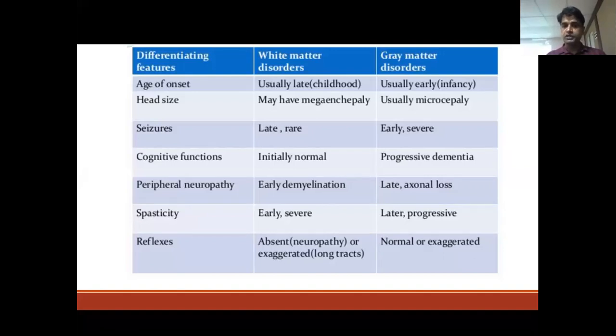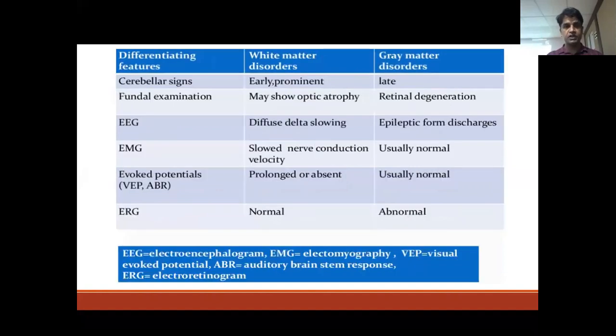Peripheral neuropathy: there will be early demyelination in white matter disorders. In gray matter disorders, this is usually late and due to axonal loss. Spasticity is early and severe in white matter disorders. In gray matter disorders, it appears much later and is progressive. Reflexes can be absent if there's neuropathy, or exaggerated in white matter disorders. They could be normal or exaggerated in gray matter disorders. Cerebellar signs in white matter disorders can be early and prominent, while in gray matter disorders they're usually late.